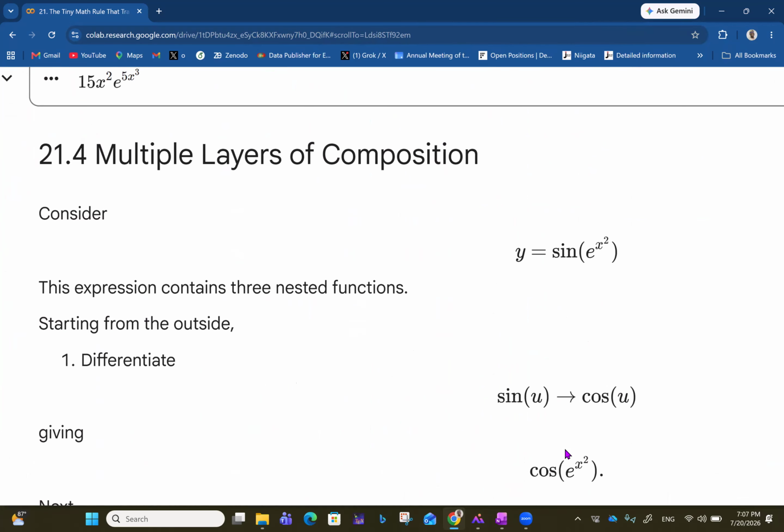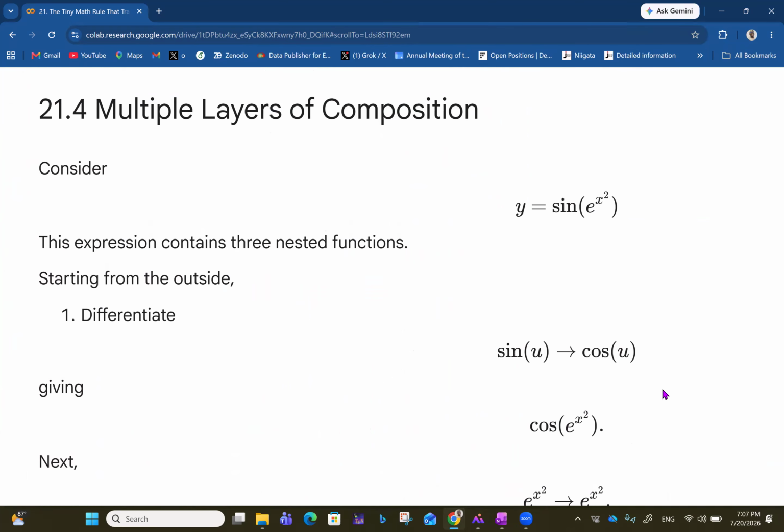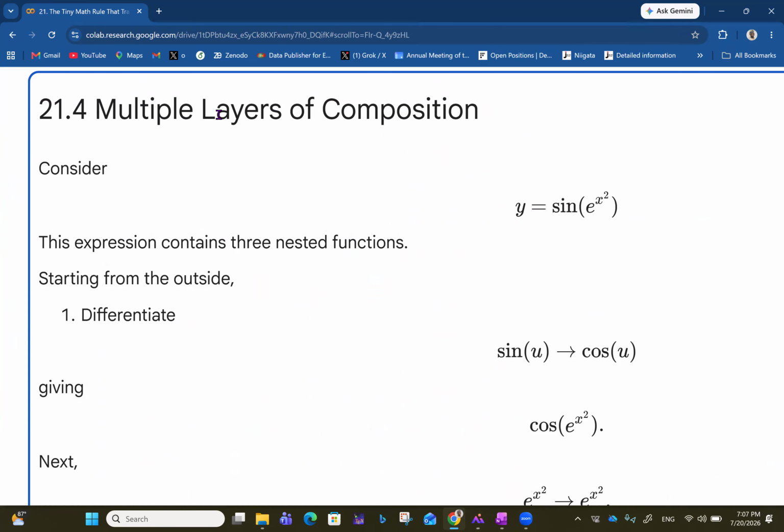Now, let's talk about multiple layers of composition. So we've been having inner and outer functions, but here you can have a function in a function in a function, and it keeps going like that. So we can have multiple layers of composition.